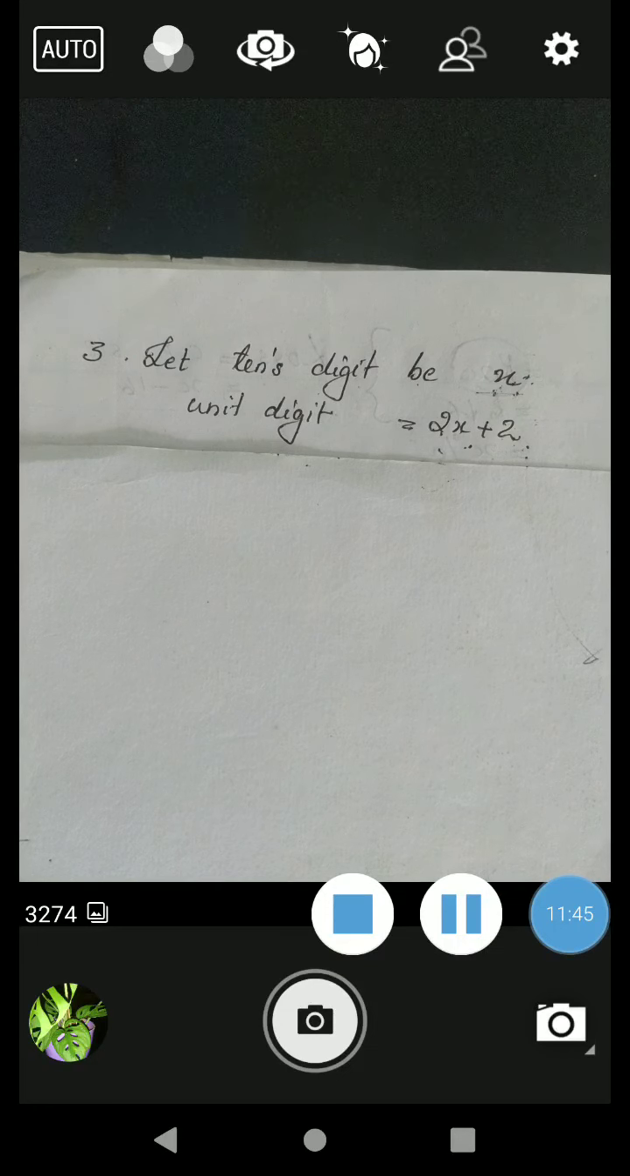The product of the digits of a 2-digit number is 24. If its unit digit exceeds twice the tens digit by 2, find the number. Okay, that is the question. So read questions at least 2 times, and you have to look at what is given and what is to be found out. Here we want to find the number, but the relation between tens digit and unit digit is given.